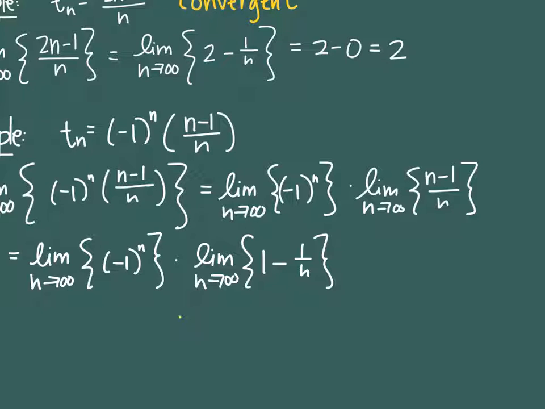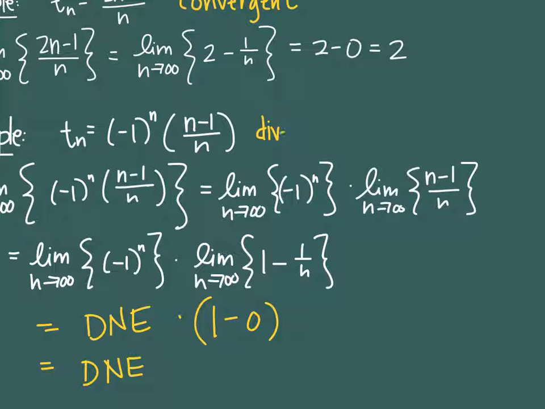Now 1 minus 1 over n is going to be 1 minus 0. But the oscillating part is going to switch back and forth between positive 1 and negative 1, and positive 1 and negative 1. So does that part have a limit? No, because it just keeps switching. This part of the limit does not exist. So because that part of the limit does not exist, even though it's multiplied by 1, the overall limit does not exist either. And so we say that this is a divergent sequence.